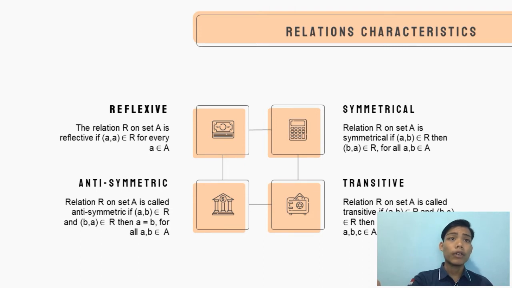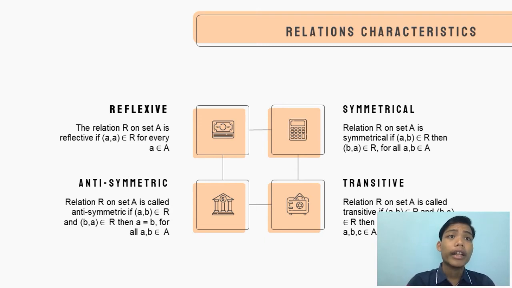Relation characteristics are four. The first one is reflexive, the second one is symmetric, the third is antisymmetric, and the last one is transitive. Okay, the first one is reflexive. The relation R on a set A is reflexive if (a, a) is an element of R for every a in A, just like this.